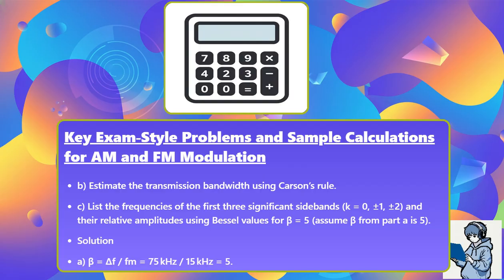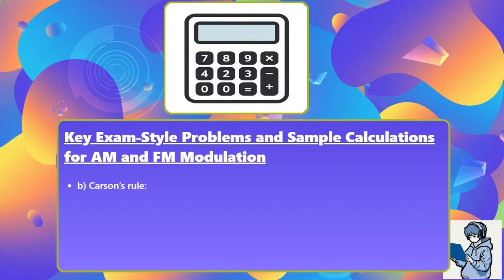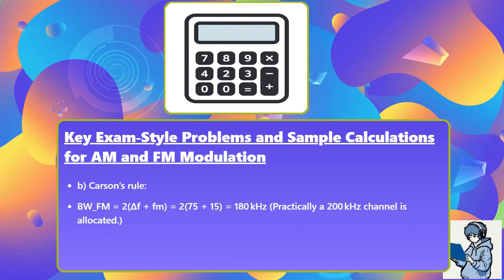Solution. A. Beta equals delta f divided by f_m equals 75 kHz divided by 15 kHz equals 5. B. Carson's rule. BW_FM equals 2 (delta f plus f_m) equals 2 (75 plus 15) equals 180 kHz. Practically a 200 kHz channel is allocated.